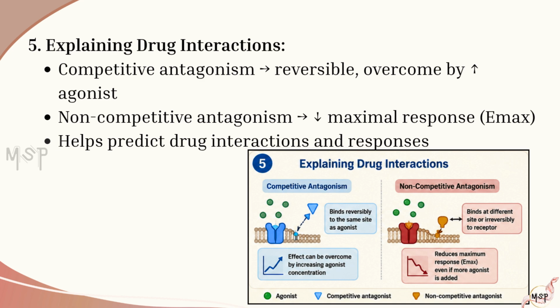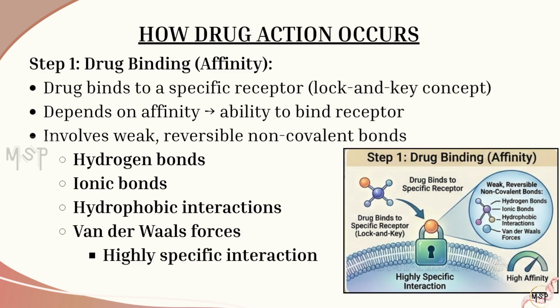In competitive antagonism, the antagonist binds reversibly to the same receptor site as the agonist. Because of this, increasing the agonist concentration can overcome the blockade. In contrast, non-competitive antagonists bind at a different site, or bind irreversibly, which reduces the maximum response possible even if more agonist is added. This distinction is clinically important because it influences how drugs are selected and managed in patient care. Let's simplify pharmacology into one powerful sequence.